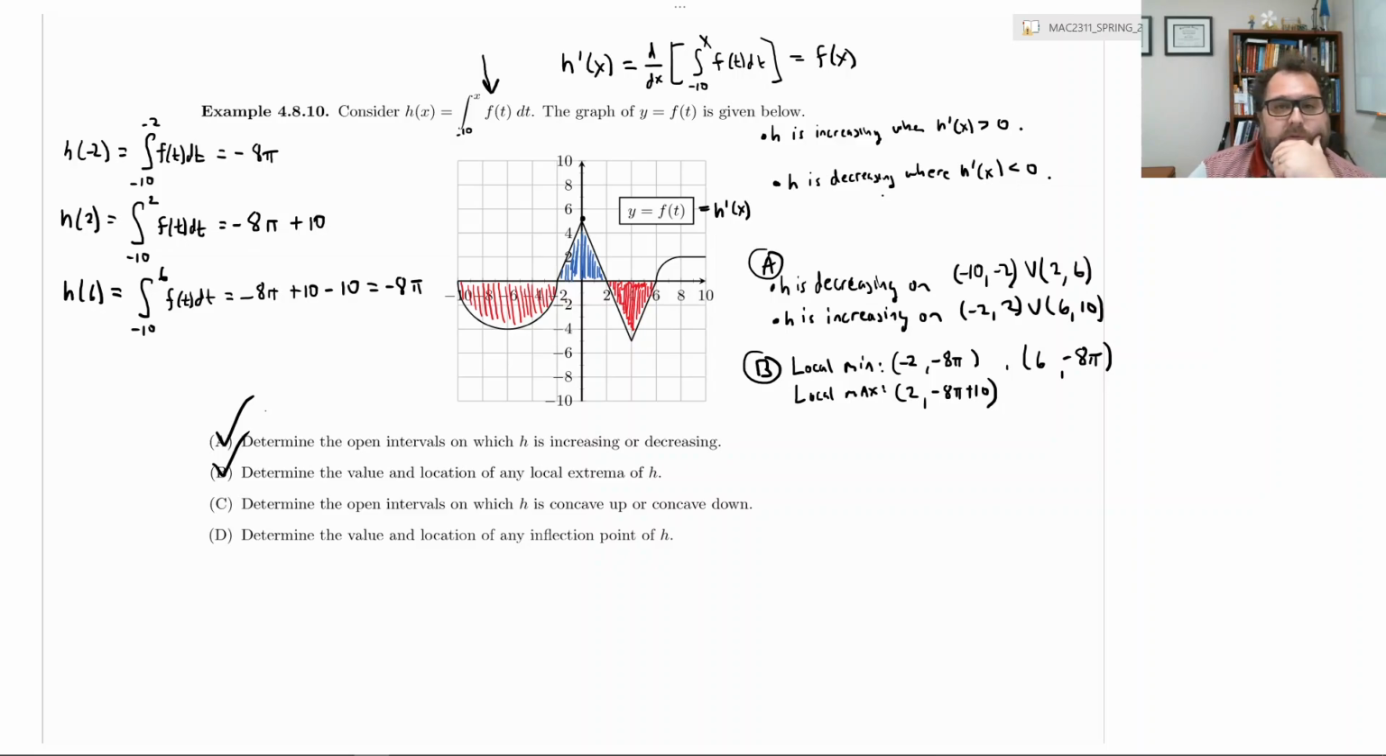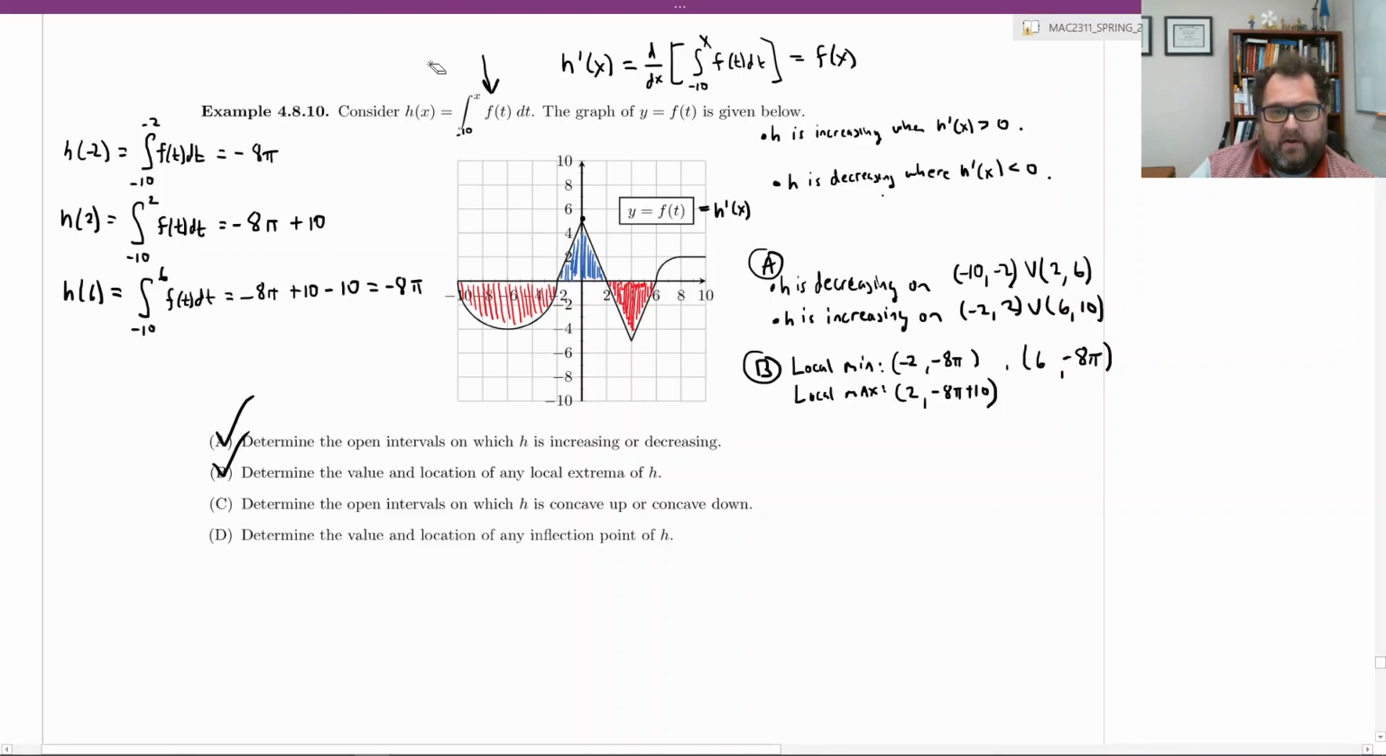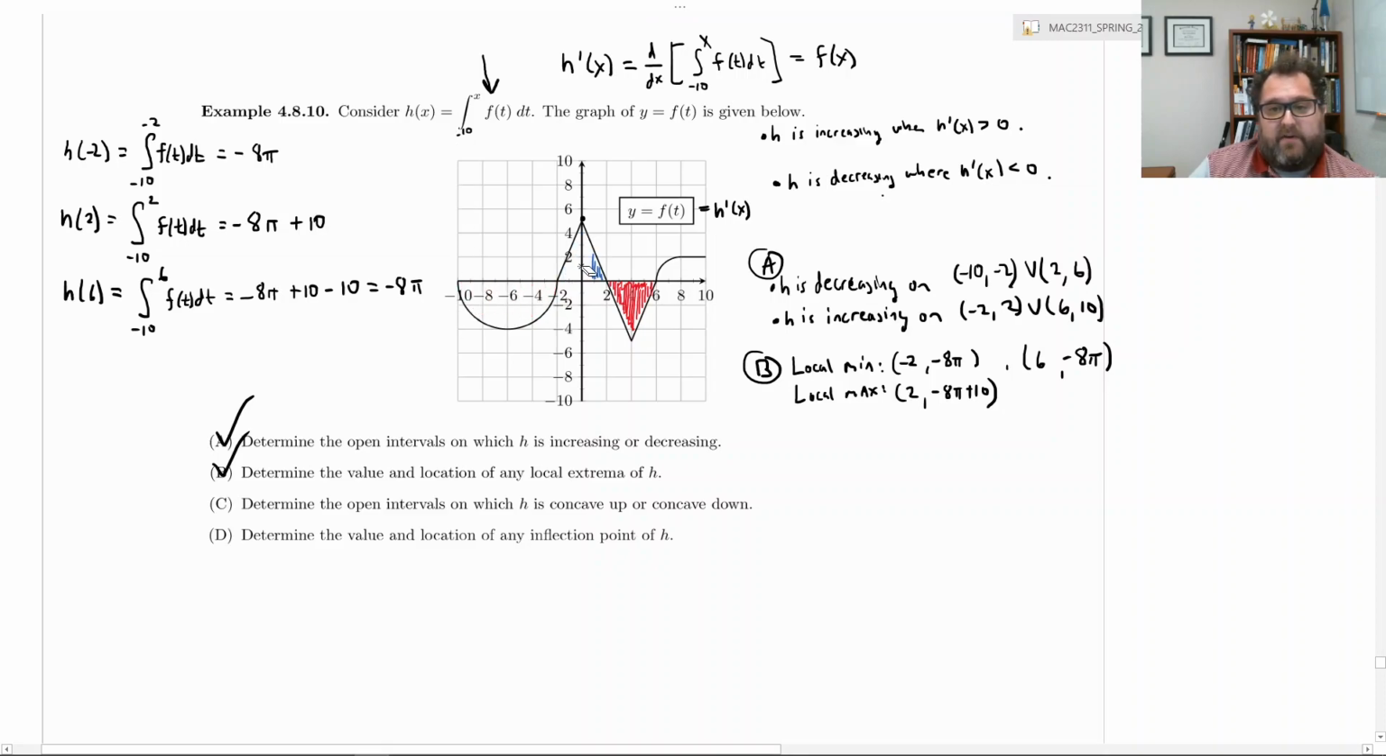Okay, so let's see. How can we get the second derivative? Okay, let's think about this. So h prime is what we're staring at. Here, I'll erase the shading. We're staring at the graph of h prime. F of x is the graph of h prime. So what would h double prime be? Okay, so up here, I know that h prime equals f of x.